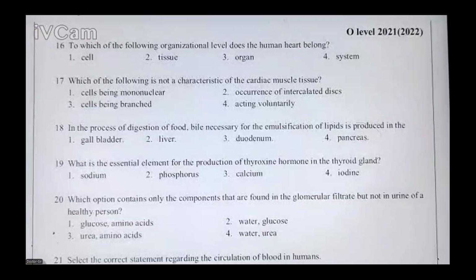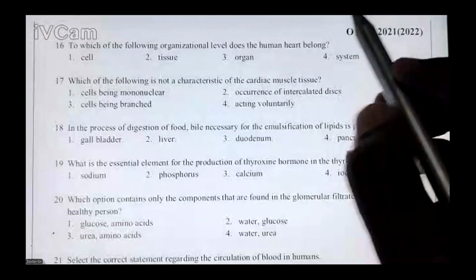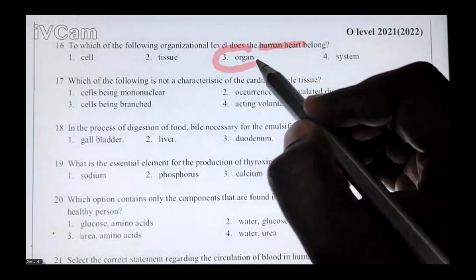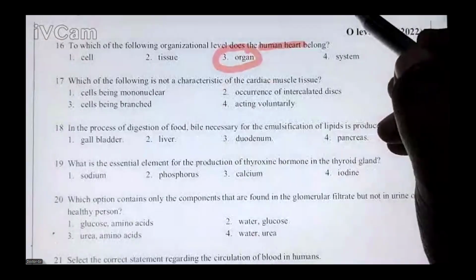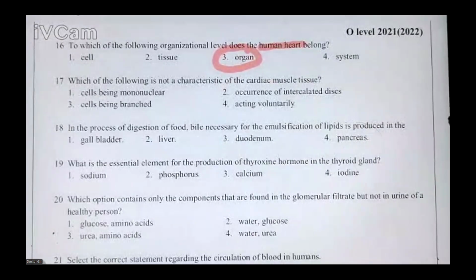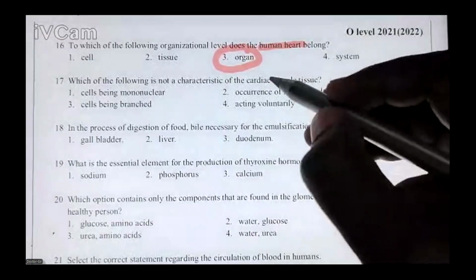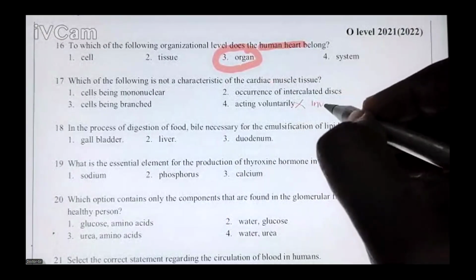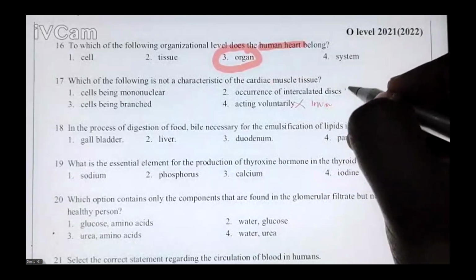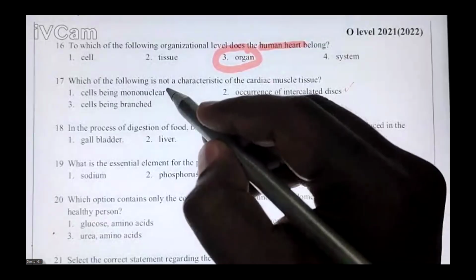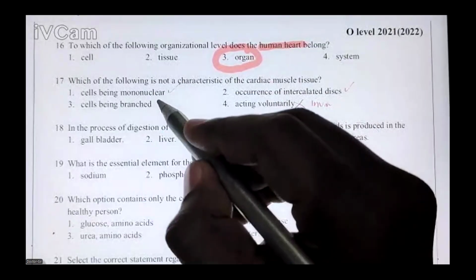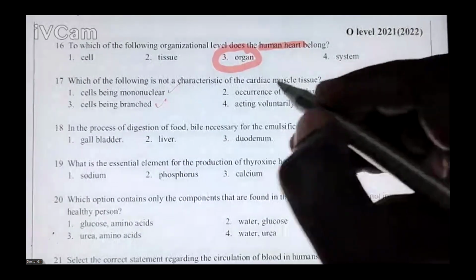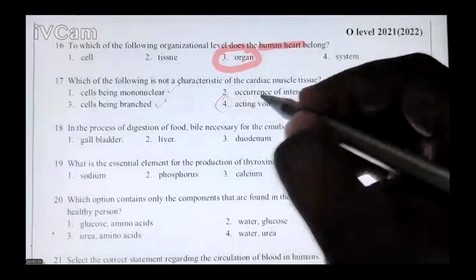The human heart belongs to which level? That is an organ. Then, which of the following is not a characteristic of cardiac muscle tissue? We already discussed. Acts involuntary? No, it is involuntary. Occurrence of intercalated discs? Yes, present. Cells mononucleated? Yes, correct. Being branched? That is also correct. So acting involuntary is wrong.